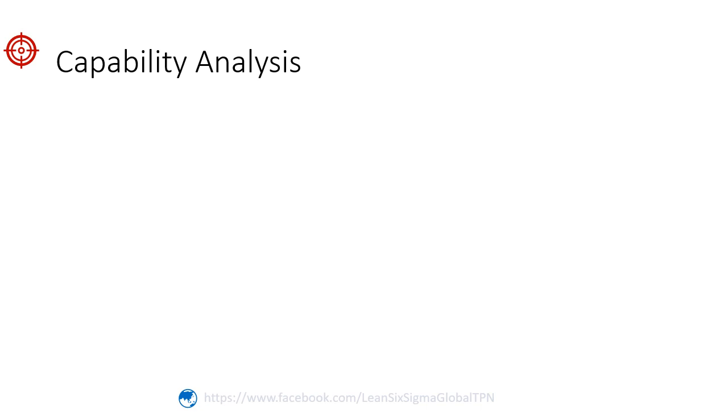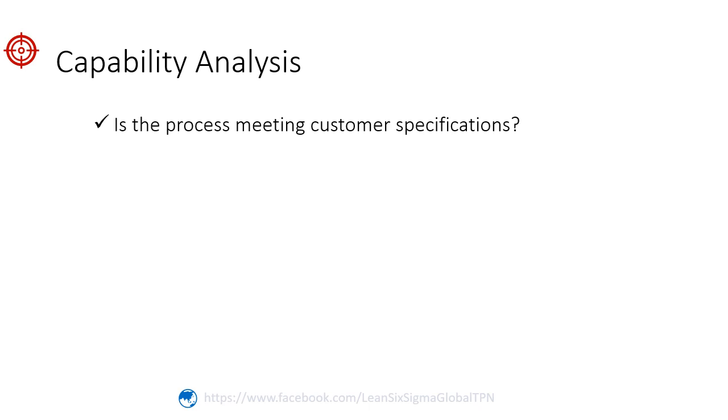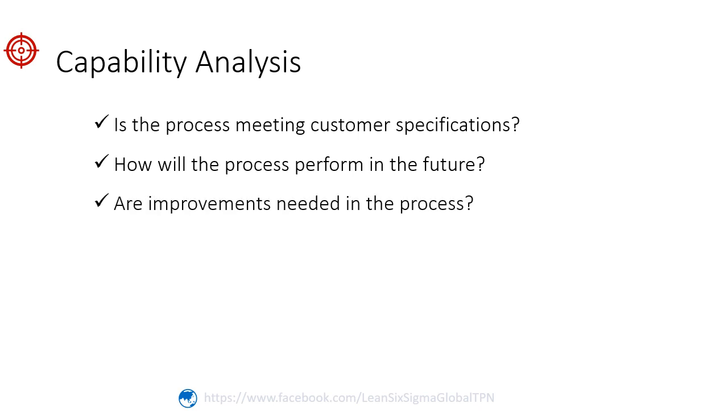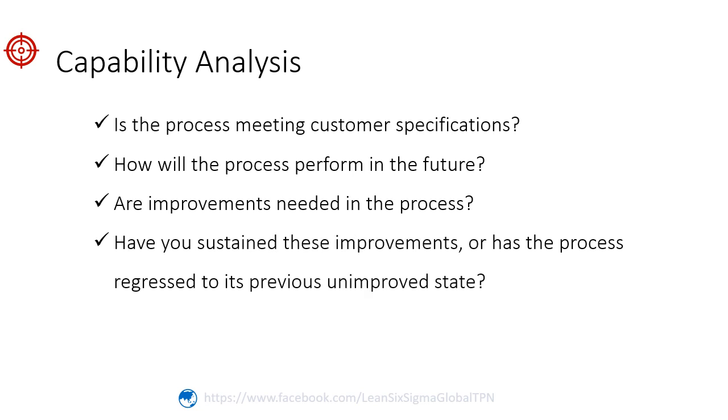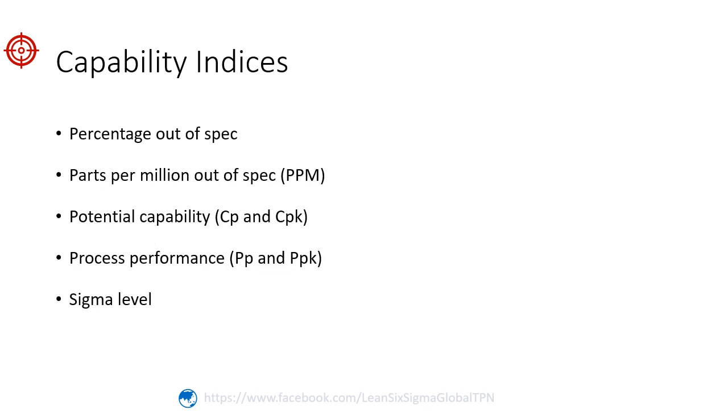Capability analysis can help you answer the following questions. Is the process meeting customer specifications? How will the process perform in the future? Are improvements needed in the process? Have you sustained these improvements, or has the process regressed to its previous and improved state? We analyze process capability with capability indices such as CP, PP, CPK, PPK, and sigma level.